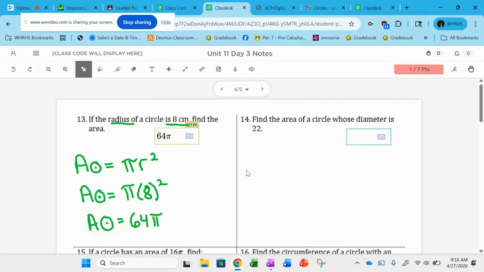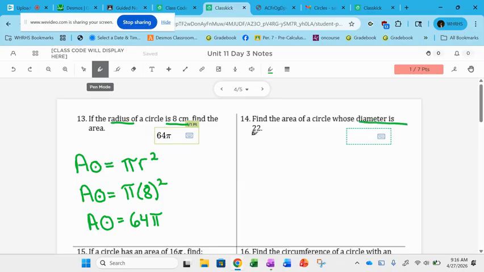So now it says find the area of a circle whose diameter is 22. Well, there's only one formula for area of a circle, pi r squared. There's no option for diameter. I can't plug in that 22 into my formula. But if I know that my diameter is 22, what does that mean the radius has to be?